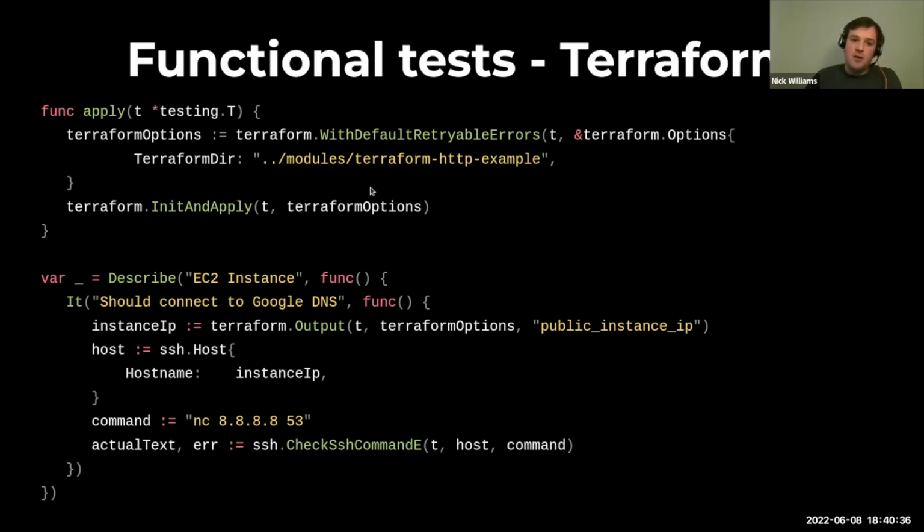It might be if you're spinning up, say, an EC2 instance with Terraform, you want to check that some commands are run on there. So you might use something like the SSH package to run an SSH check, as opposed to running the kubectl run to check that you can get out to Google DNS, for example.